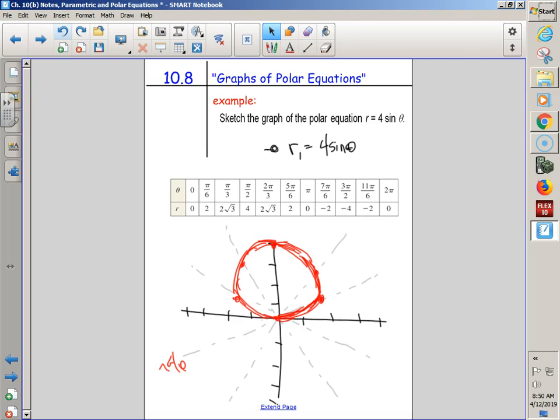Repeating. So technically, if we're just trying to get the path, if we're just trying to get what the graph looks like, maybe it's helpful to know the period of said polar equation. Or maybe it's helpful to know, hey, if a polar graph ever starts over, you can stop.